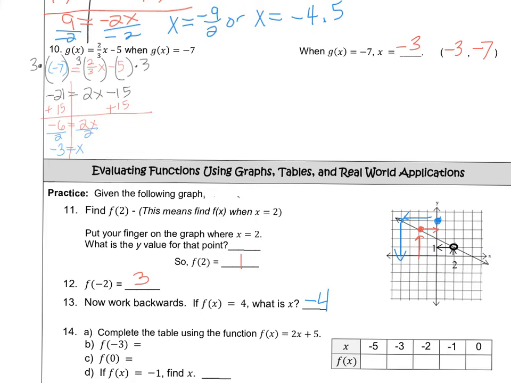And working backwards, they gave us a y value of 4. So I go up on the y-axis to positive 4, go back out onto my graph, onto my function, and then I have to go down to my x-axis to see where I'm at, which is at negative 4. All right, so now I want you to pause your video and work with your function notation using a table.